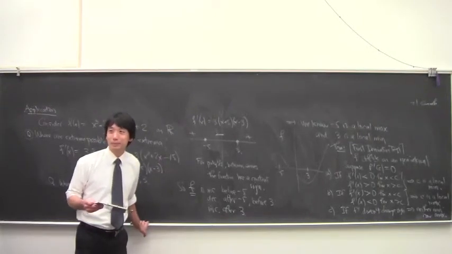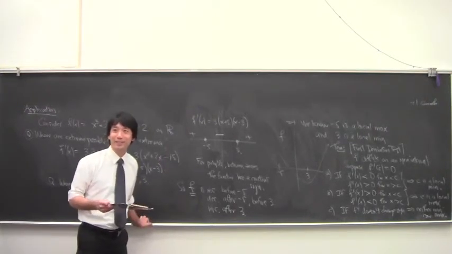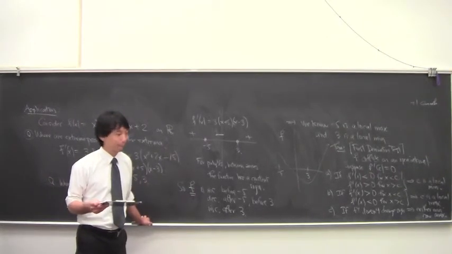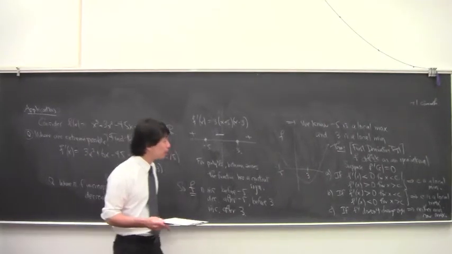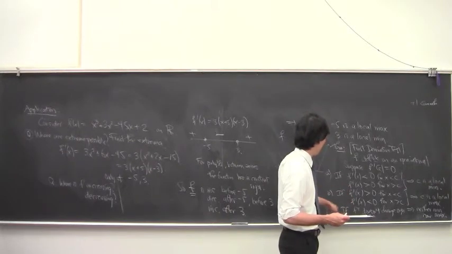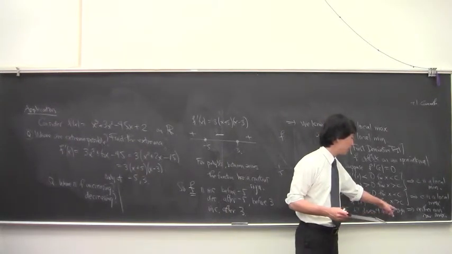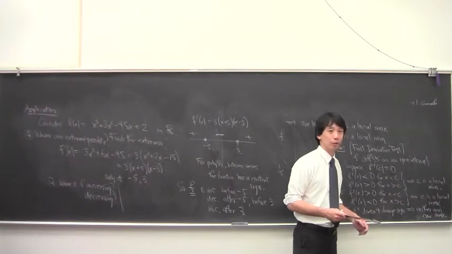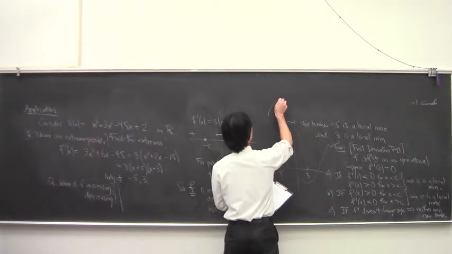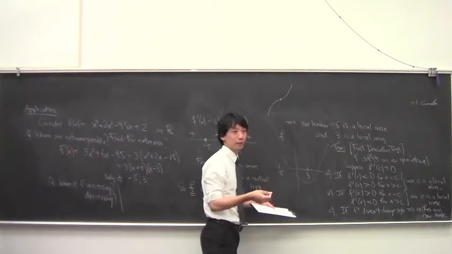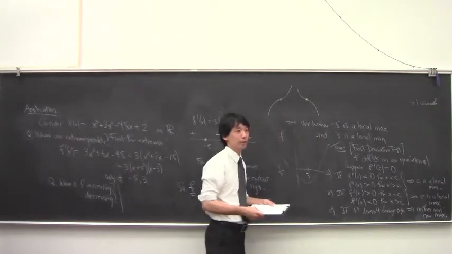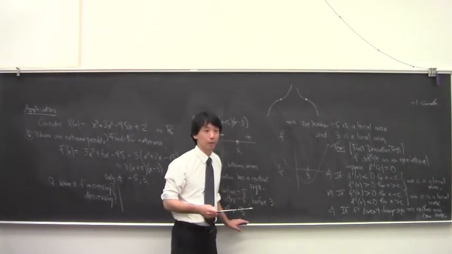What does C say? If f prime doesn't change sign, then it's neither min nor max, right? Because that would mean that if it was 0 here, but you were increasing before and increasing after, or decreasing before and decreasing after, then you're not a min or a max.